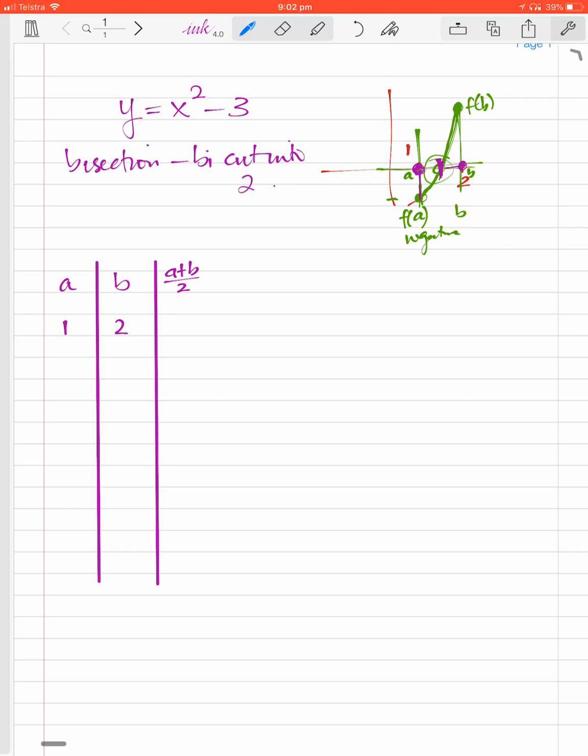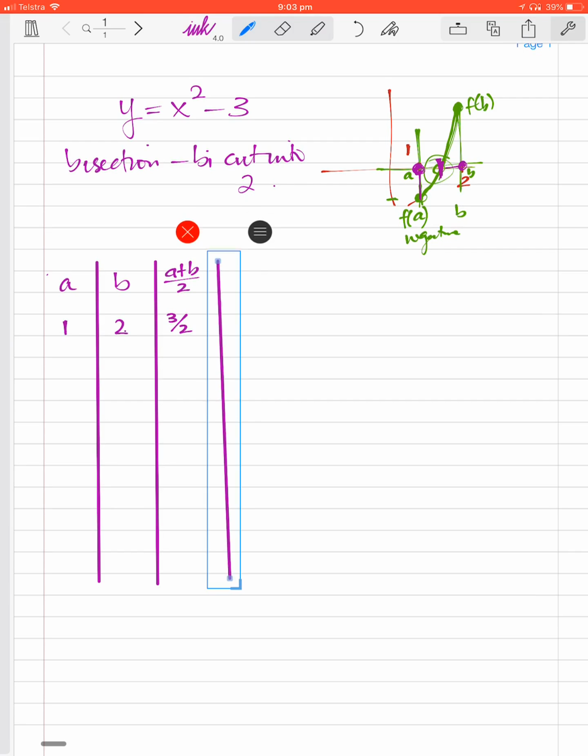If I add 1 plus 2, I get 3. If I divide it by 2, I get 3 on 2. So I've got the point A, the point B, and then the bisection point, the point in the middle. From there, we also want f of A. When I put 1 into this function, I get 1 squared, which is 1, minus 3, so that's negative 2.